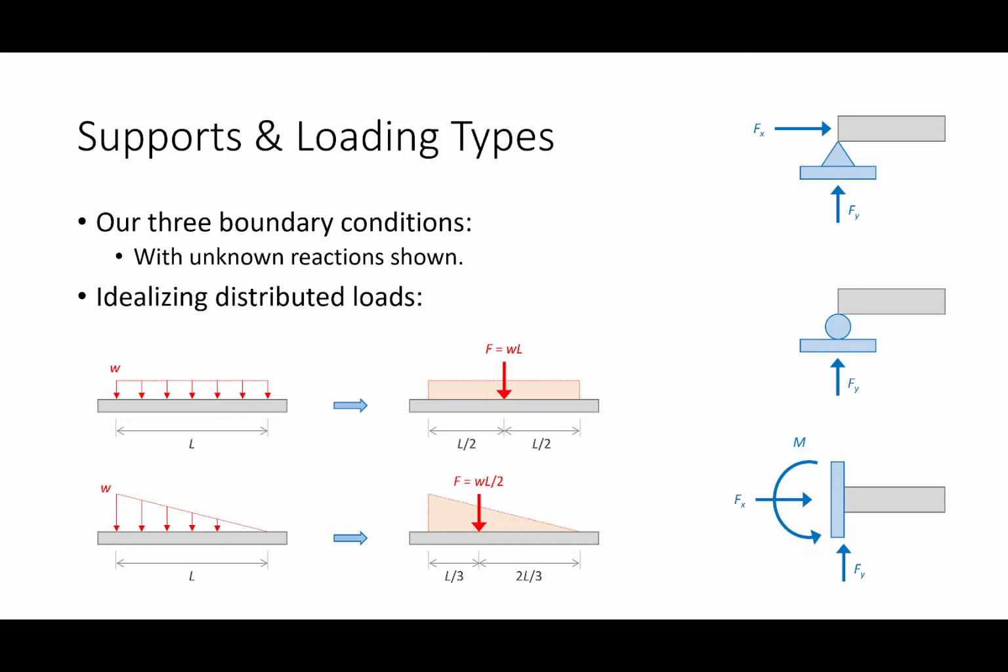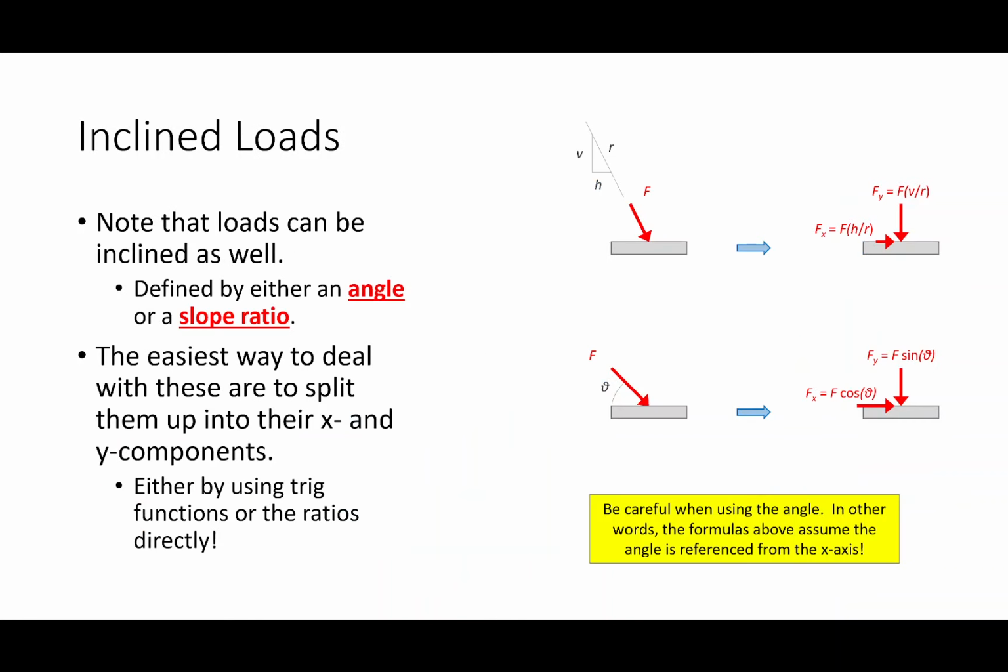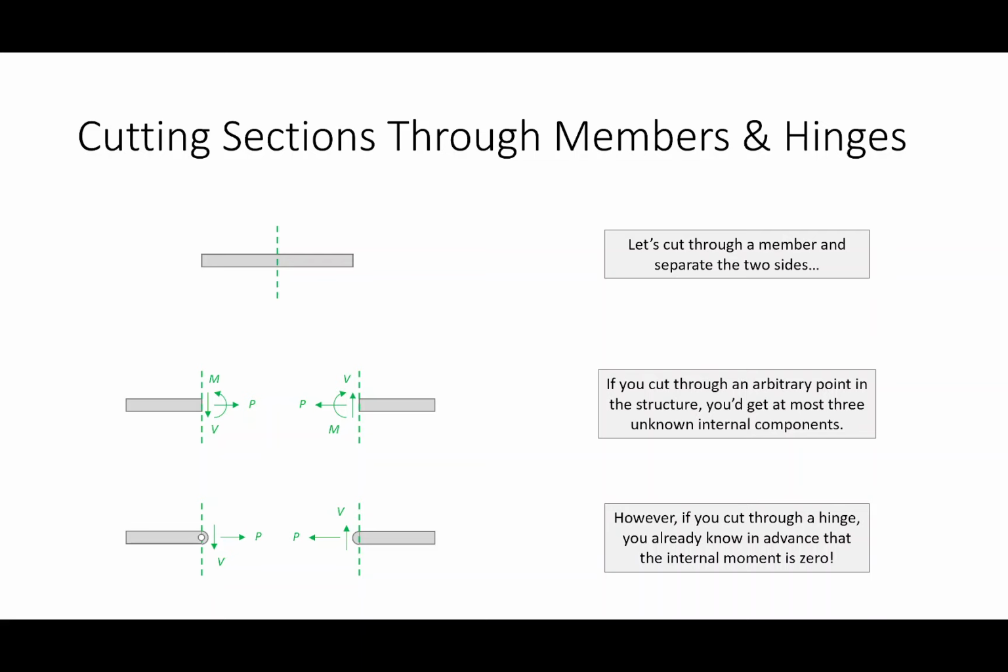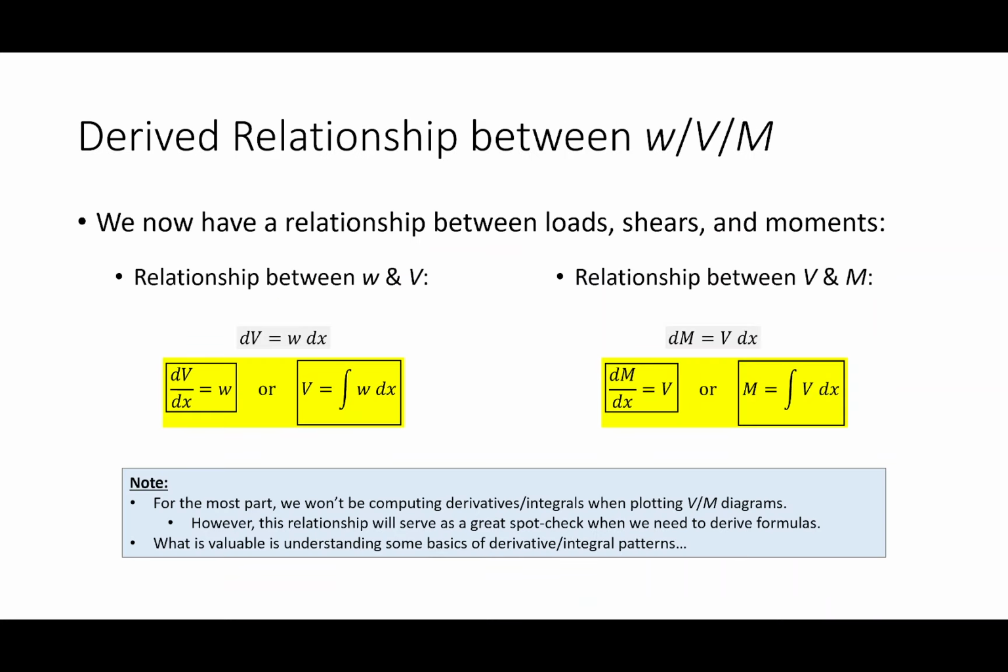And then the rest of this is just the greatest hits of stuff that I think would go well on a formula sheet. We are still going to have to deal with distributed loads and idealizing those into point loads. Incline loads may show up, I'll admit. That's probably going to be pretty rare, but they may show up. Incline rollers, pretty rare that that's going to pop up. Cutting sections through members and hinges, that's definitely going to show up. The necessity of cutting a section, drawing a free body diagram and writing expressions for shears and moments, that's definitely going to be there.